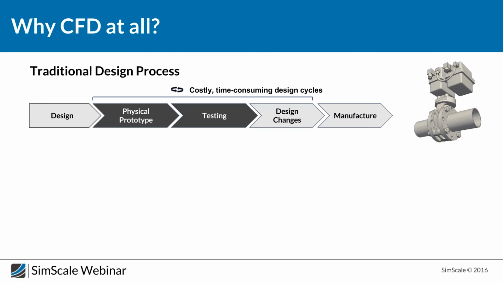Normally this process, steps 2 to 5, has to be repeated several times until the final product satisfies the kind of requirements we have. Then the manufacturing could start.